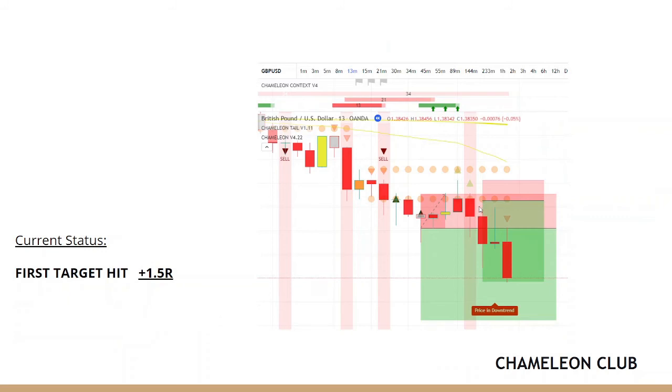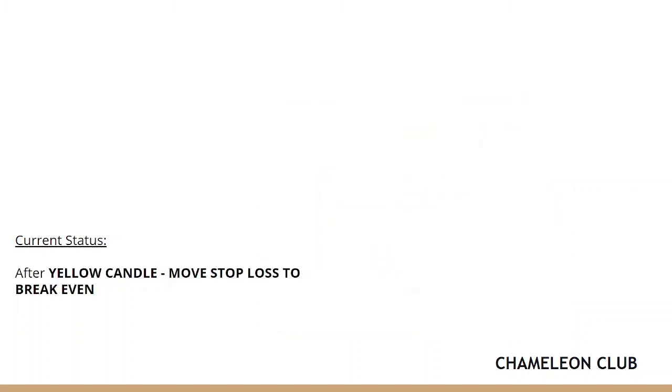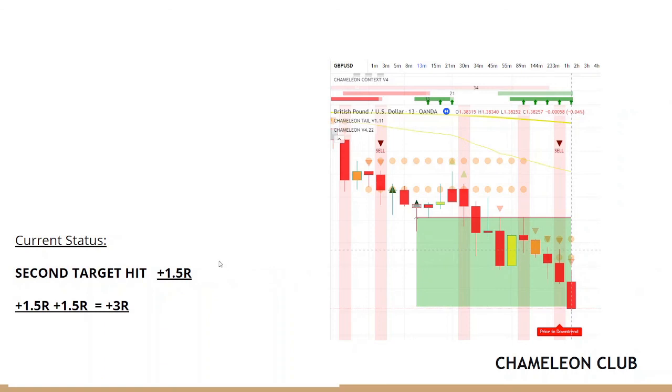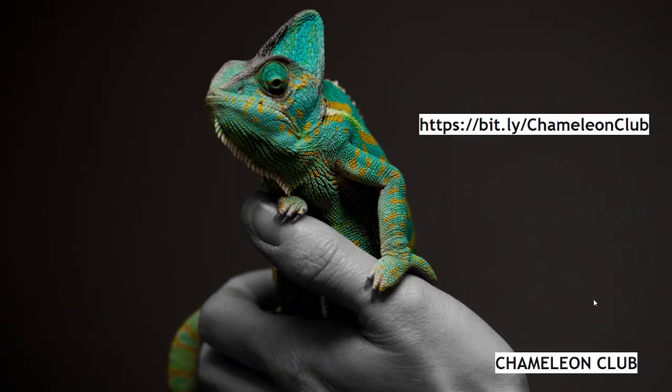Here we see the first target has been hit, plus 1.5 R. And now the stop loss can be moved to the high of the previous yellow. And here we see the second target is hit.